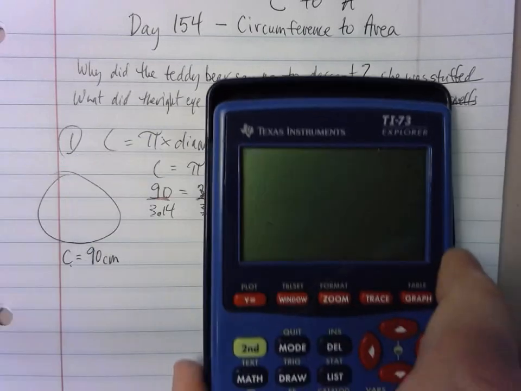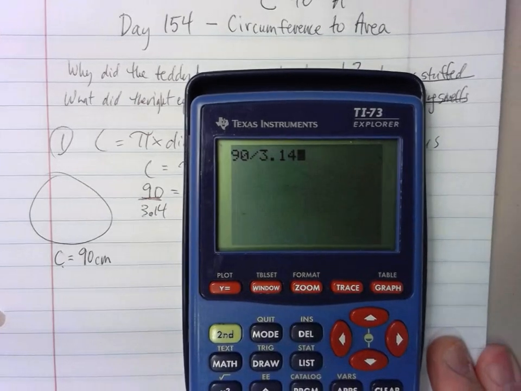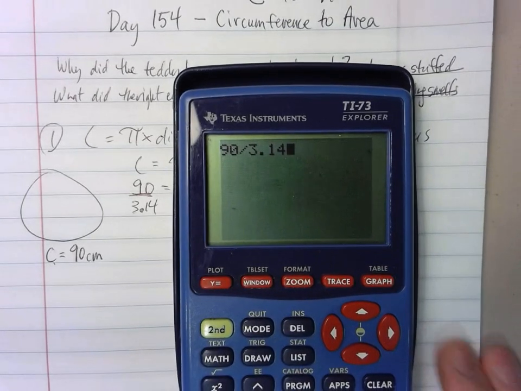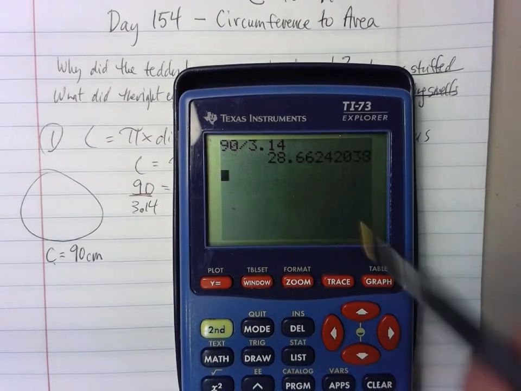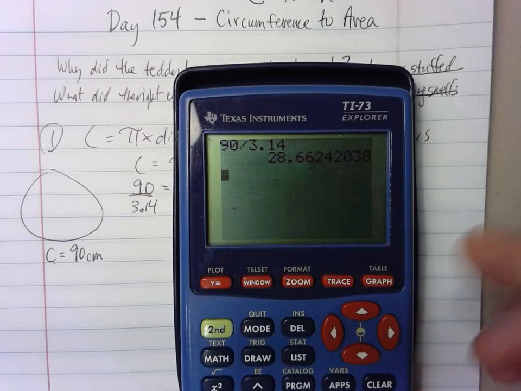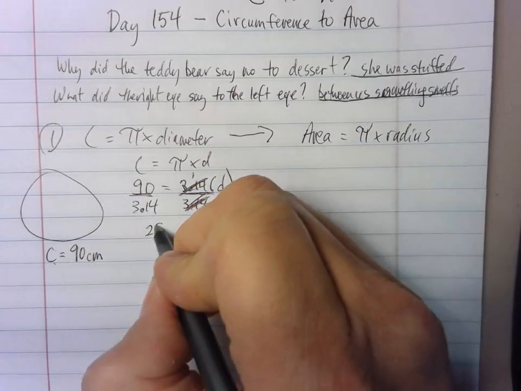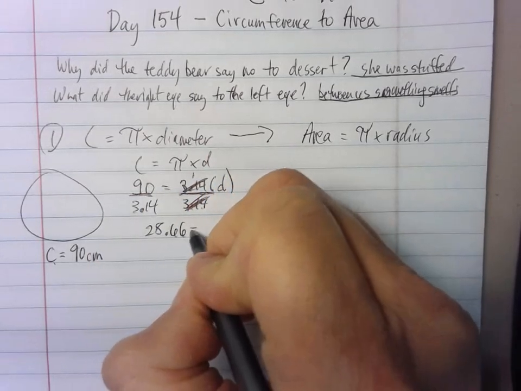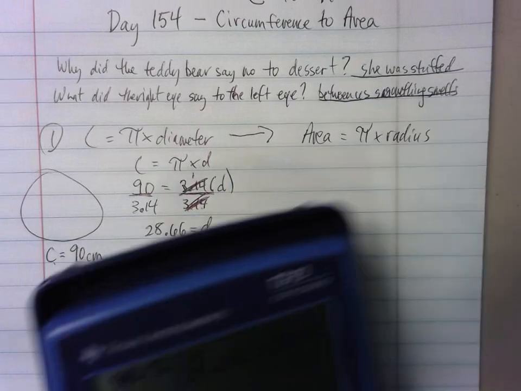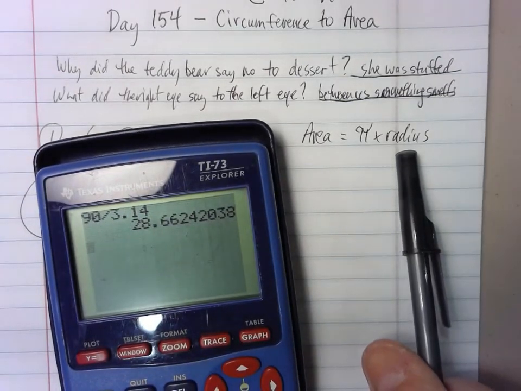I'll bring in my calculator and do 90 divided by pi, and we're using 3.14 for pi. 90 divided by 3.14, going out to the hundredths place, is 28.66. So 28 and 66 hundredths is the diameter.